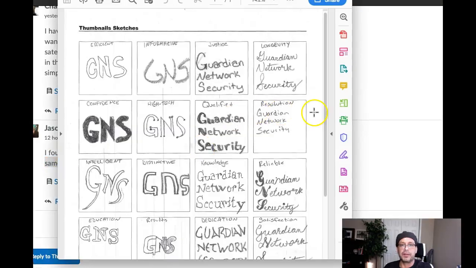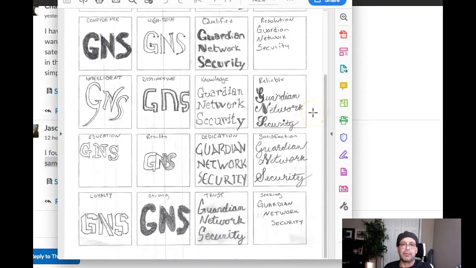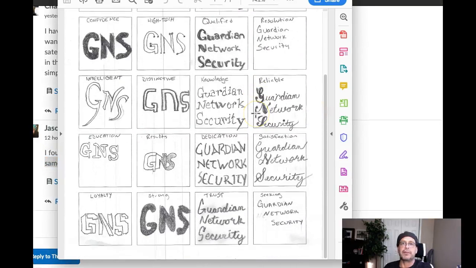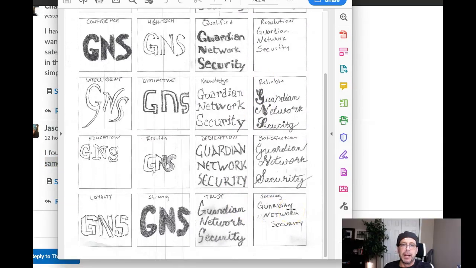Let's jump over to the sketches. All right, a couple of things are working out very well, and I do think that on the right-hand two columns, you're giving a lot of good variation.